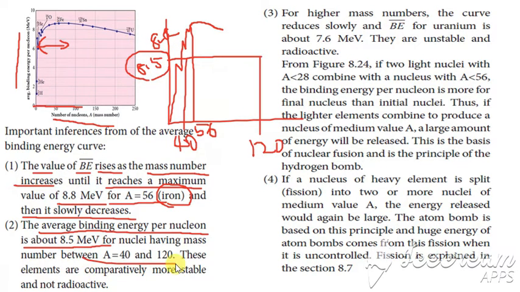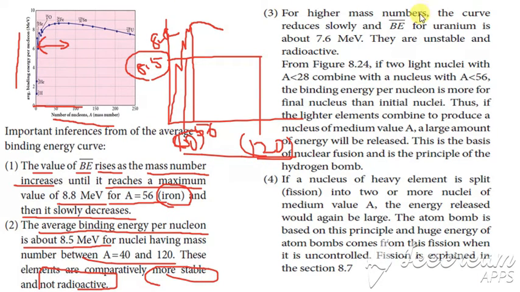So these elements are more stable and not radioactive. The elements between 40 and 120 are very stable and they are not radioactive. Okay, clear? So the first point is 8.8 MeV, which corresponds to A equal to 56. And the next is the average binding energy 8.5, which corresponds to between 40 and 120. So they are more stable and also not radioactive.